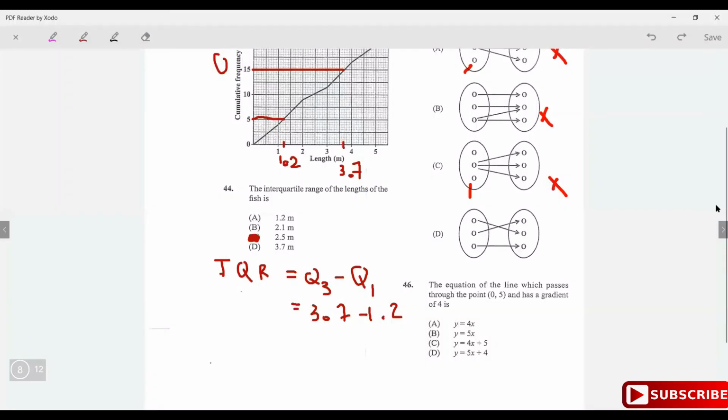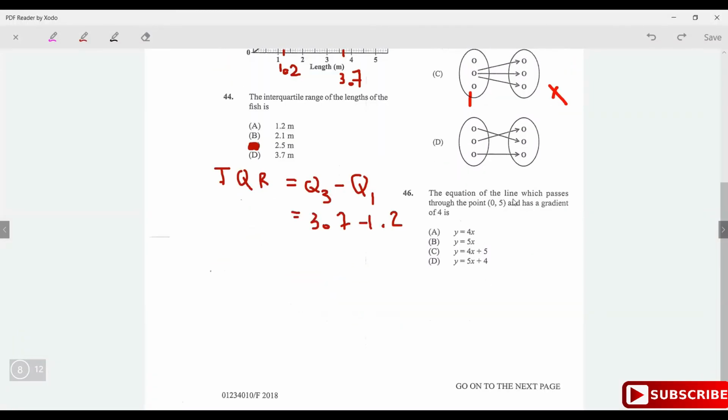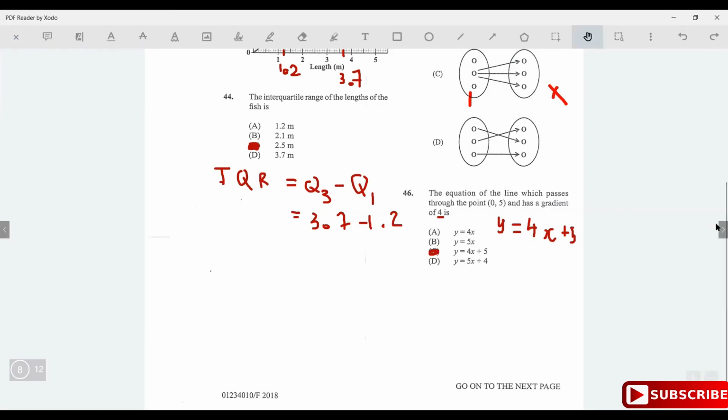Nice and easy, soft. Now this question says find the equation of this line, y equal mx plus c. They give us c is 5, they give us the gradient is 4, and so y is going to be equal to 4x plus 5. They don't even give you anything to solve. Easy question. So this is a repeat question, by the way. I think it was 2014.